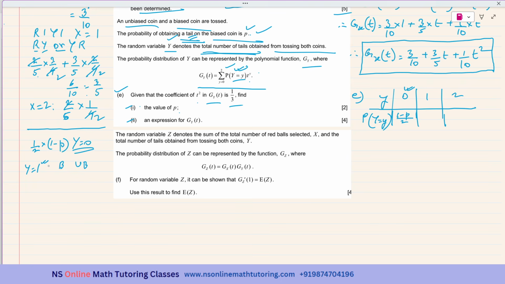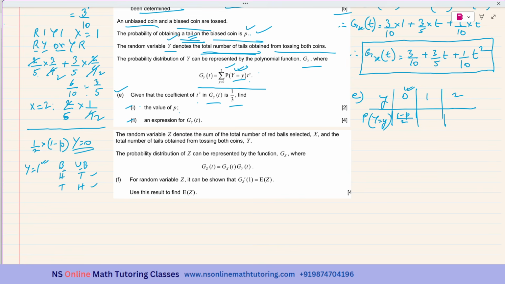There is a single tail. The tail can appear in the biased coin or it can be from the unbiased coin. So it can be head and tail or tail and head. We have to consider both the cases. So this is biased and this is unbiased.